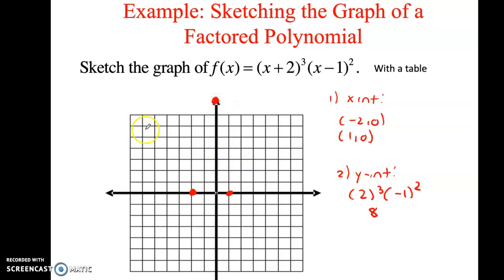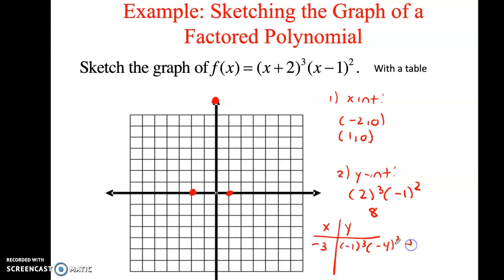And we need to figure out what direction this is all going in. The best way to do that is with a table. So you're going to create an x, y table, either vertically or horizontally, and you're going to pick a value to the left of the x-intercept. So this is going to be -3. Now again, you're going to substitute -3 into the polynomial just like we did with quadratics, and we're going to have (-1) cubed times (-4) squared.